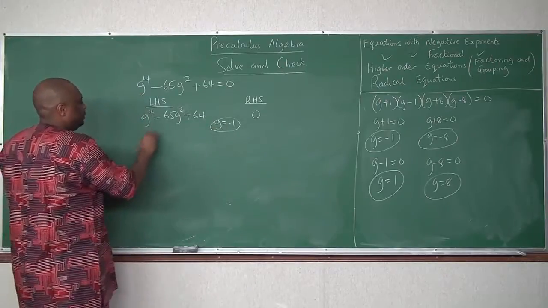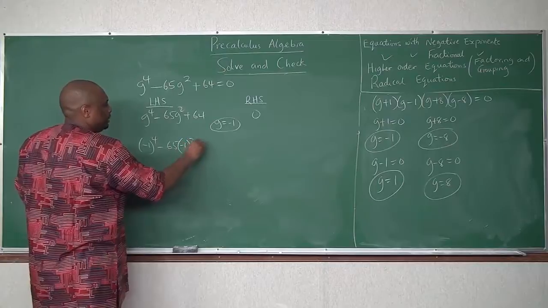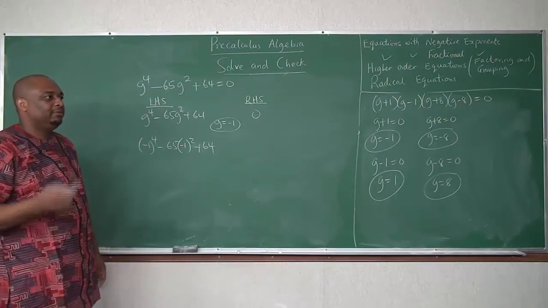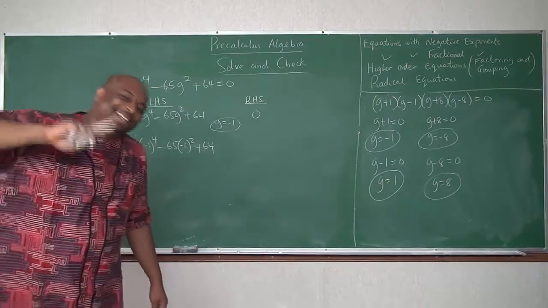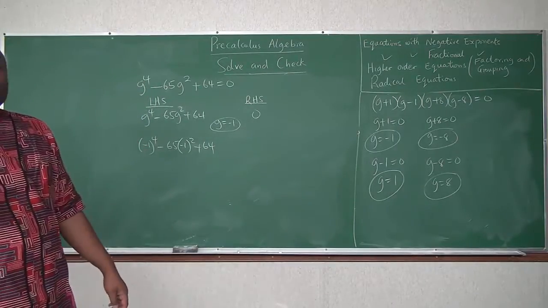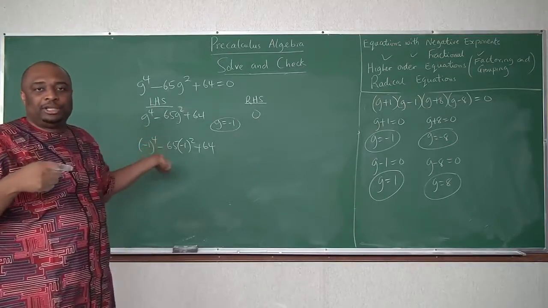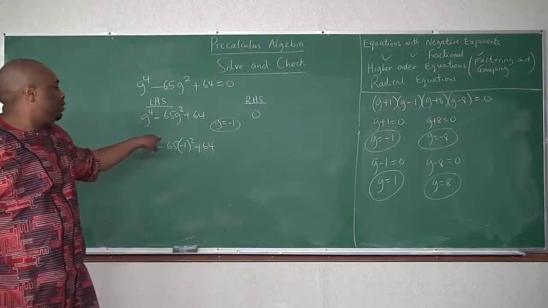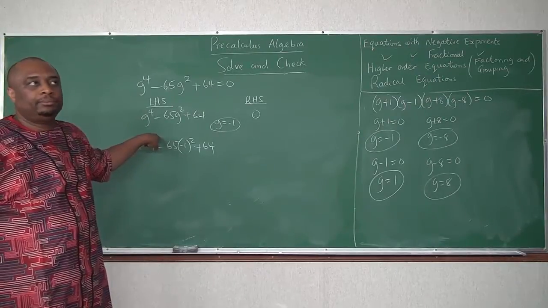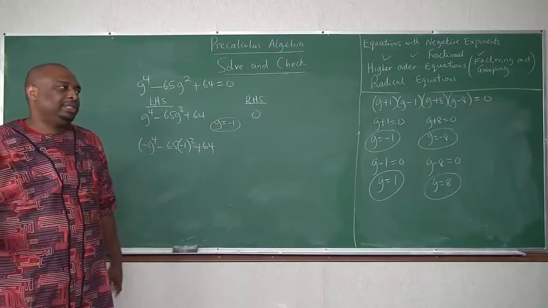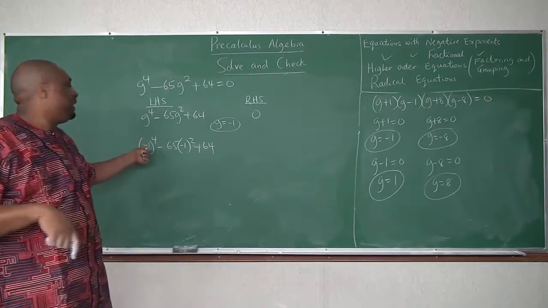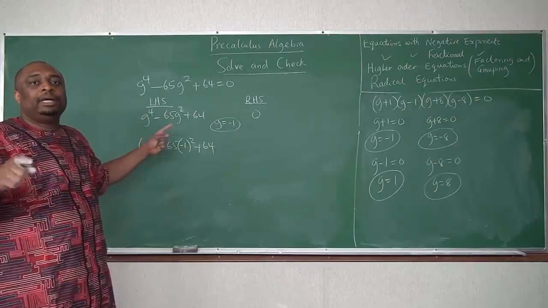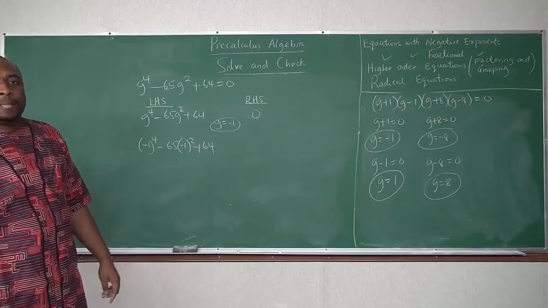So this will be negative 1 to the 4th minus 65 times negative 1 squared plus 64. Negative 1 times negative 1 is 1, times negative 1 is negative 1, times negative 1 is 1. Anytime you have a negative base with a positive even exponent, it's always giving a positive result. I talked about it in the laws of exponents video.